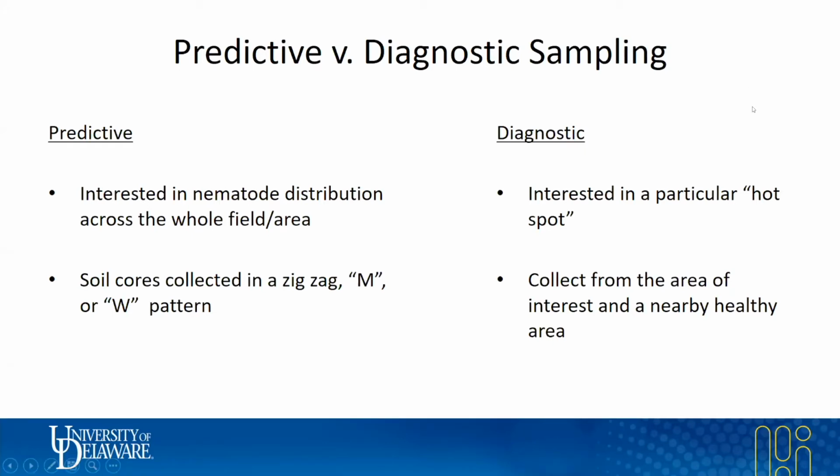There's also diagnostic sampling. So if you have a particular spot where yields are always bad and you know something weird is happening there, then you can take all of your 10 to 15 samples just in that hot spot. And then you'll want to collect also in a nearby area that has some healthy plants, and that'll give you a comparison point to see what's going on in that zone.